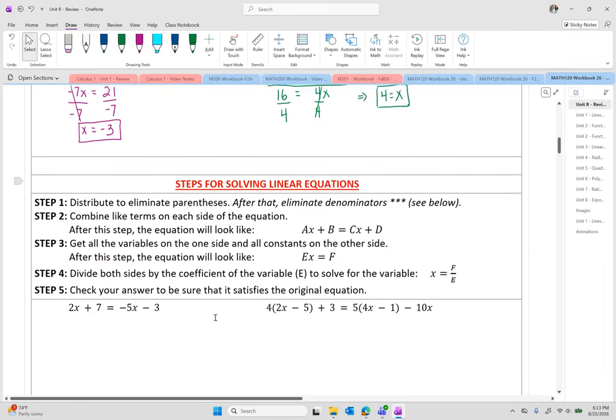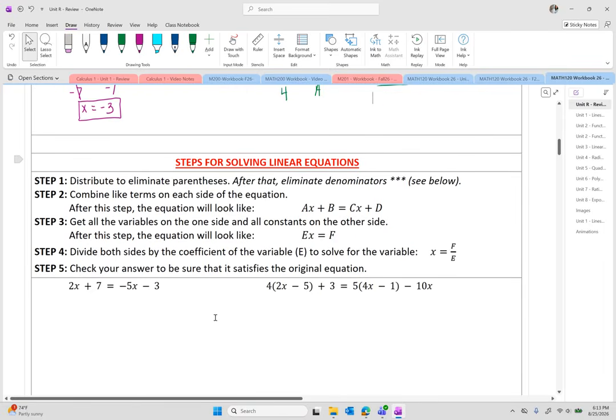In general, when we have multiple steps to conduct, we conduct them in a certain order. Step 1, we distribute to eliminate parentheses. If after you eliminate parentheses you have fractions, it is easier to eliminate the denominators of those fractions. We will look at them when we look at equations with denominators.